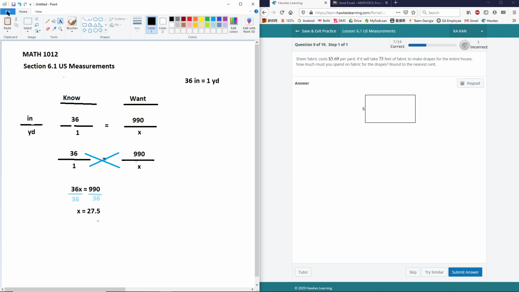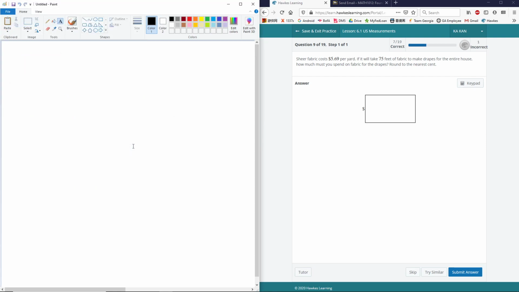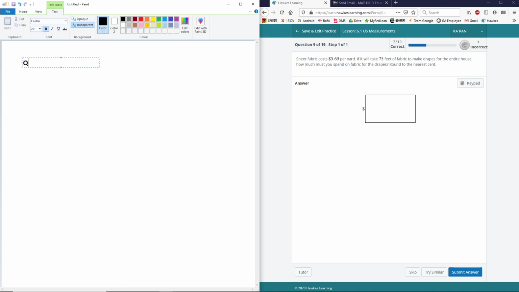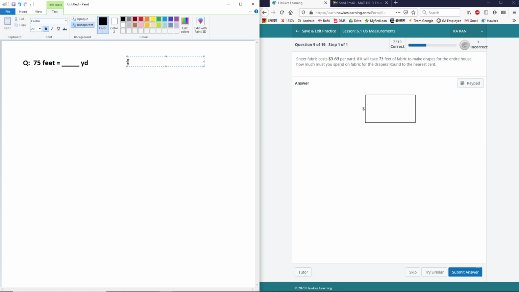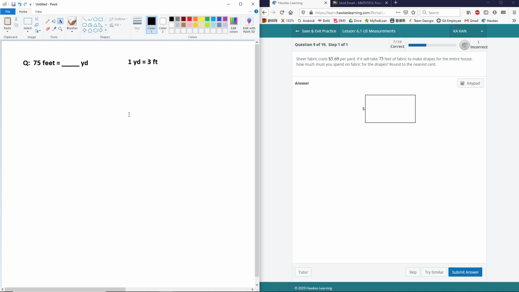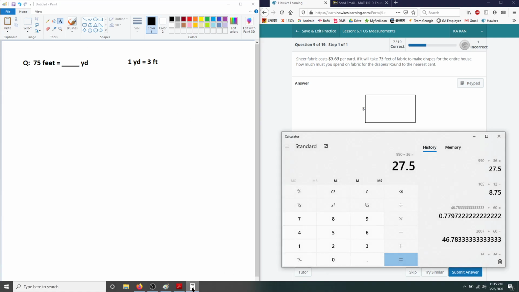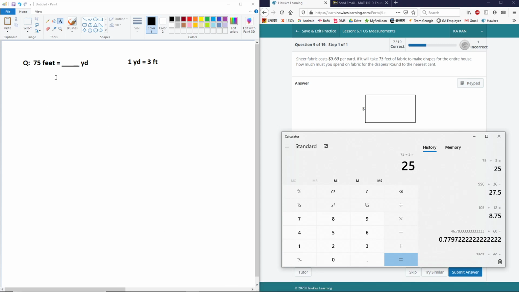So let me erase this right here. I think I can hit new one. There you go. So we need to know, first of all, the question: 75 feet equals how many yards? This one's actually pretty easy because we know that 1 yard equals 3 feet. So all you have to do is divide by 3. So 75 divided by 3 would be 25. So that would be 25 here. Not too bad.